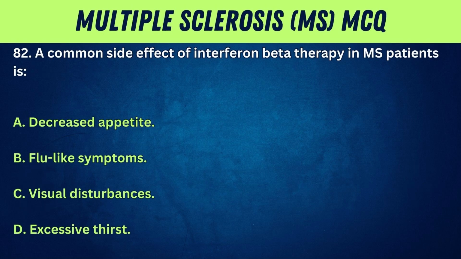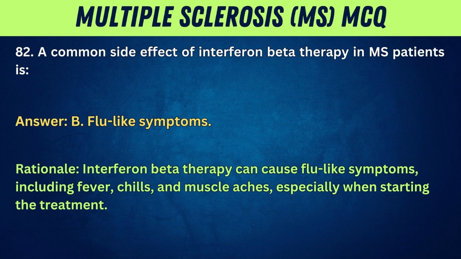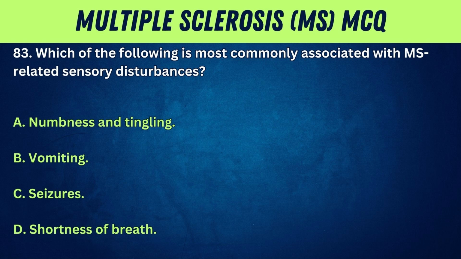82. A common side effect of interferon beta therapy in MS patients is: A. Decreased appetite. B. Flu-like symptoms. C. Visual disturbances. D. Excessive thirst. Answer: B. Flu-like symptoms. Rationale: interferon beta therapy can cause flu-like symptoms, including fever, chills, and muscle aches, especially when starting the treatment. 83. Which of the following is most commonly associated with MS-related sensory disturbances?